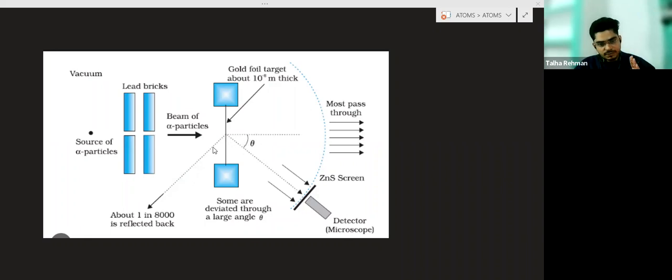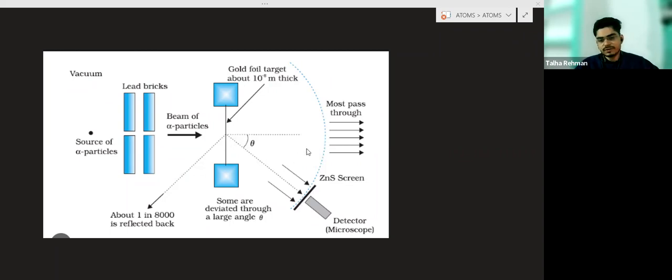And you can see here, some of the alpha particles, about 1 in 8,000, are reflected back. Some are deflected through a large angle theta. And this is a screen, a zinc sulfide fluorescent screen.